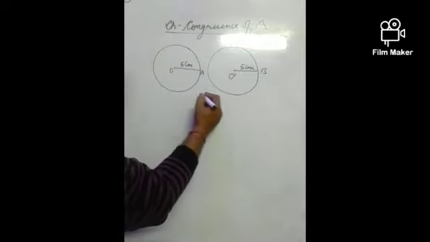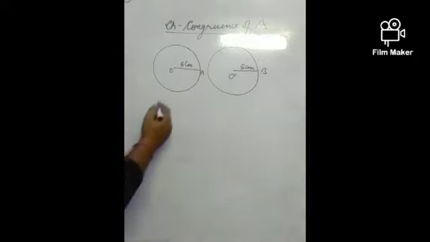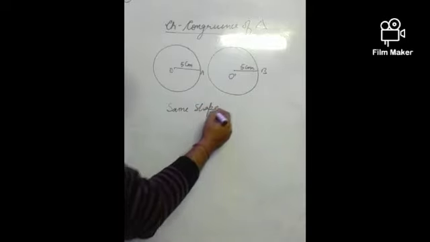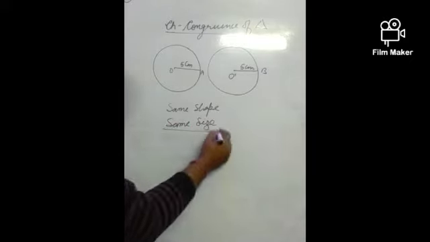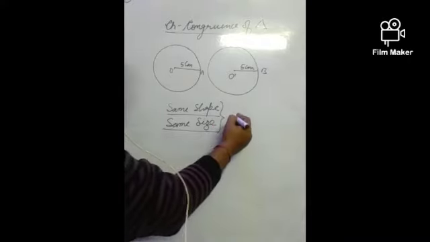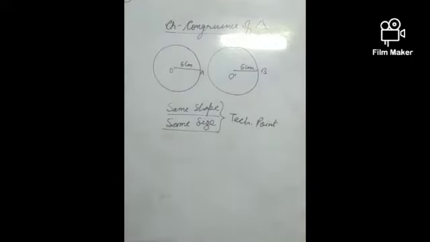So this is the best example. Two circles of the same radii will be congruent. Congruency means two figures are said to be congruent if both have the same shape as well as the same size. This is the important point, or you may say these 2 points are the technical points that will confirm the figure is congruent. You may take some more examples.